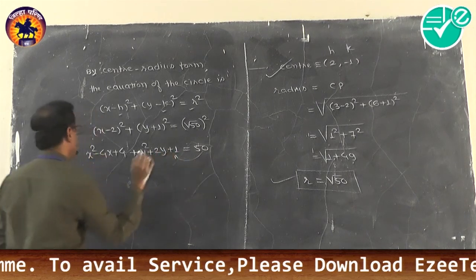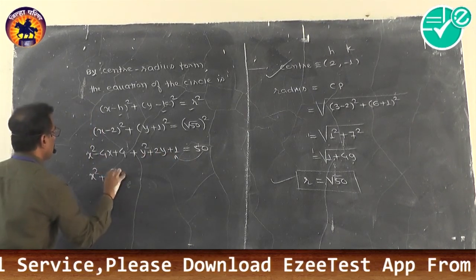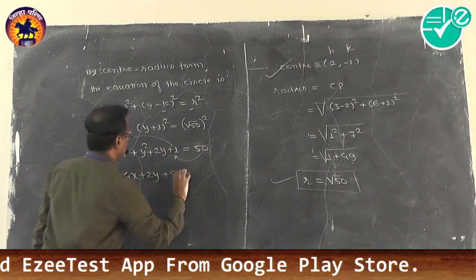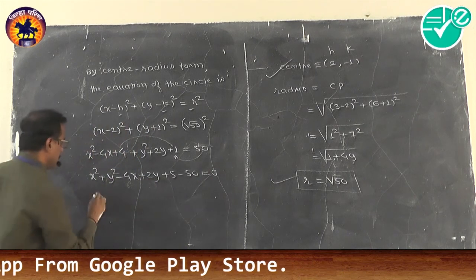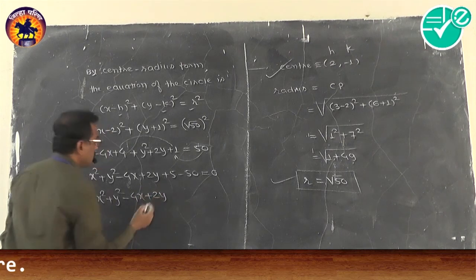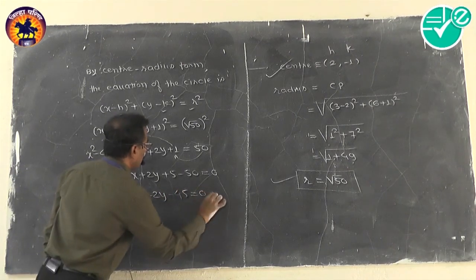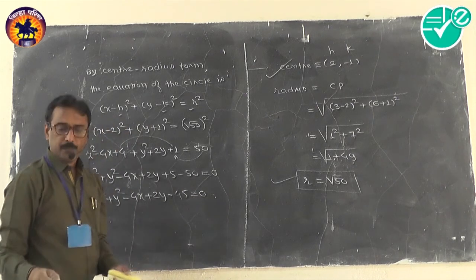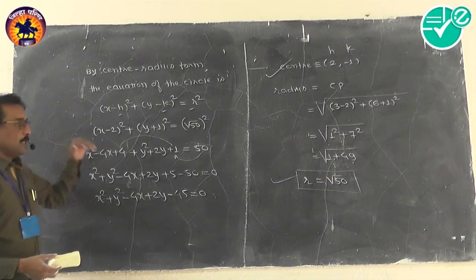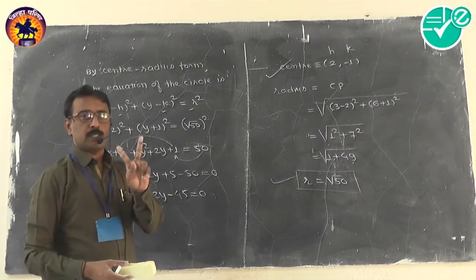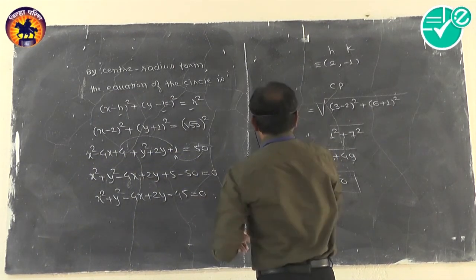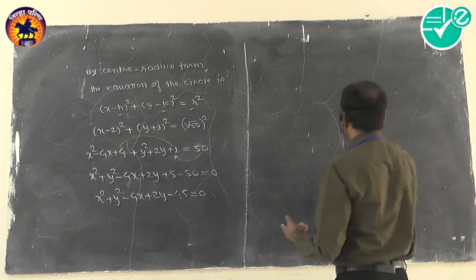Now transfer this 50 to the left. You have x square plus y square minus 4x plus 2y, this 4 plus 1 is 5, and 50 shifted to the left is minus 50. So what should be the answer? x square plus y square minus 4x plus 2y minus 45 is equal to 0. It is actually the equation of the circle. Up to this problem we have just revised 2 concepts, that is standard form, and second one is center radius form. Now we will take problems on diameter form also and general form also.